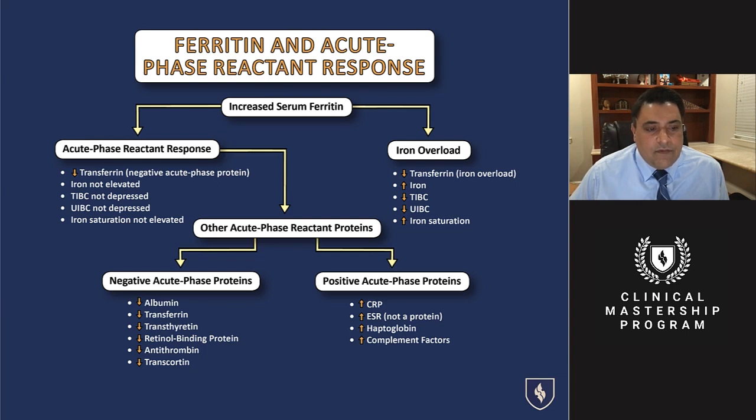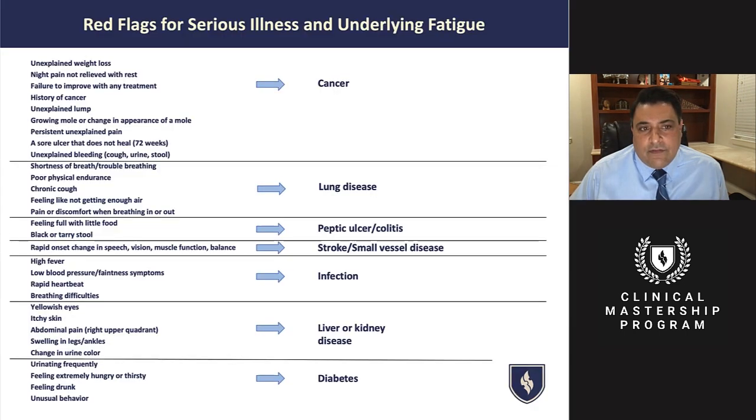Now, if you see acute phase reactants, you definitely want to look for red flags of serious illness, right? So if you see acute phase reactants elevated, it's not just some subtle inflammation, but especially if the acute phase reactants are extremely outside the lab range. The red flags for cancer: unexplained weight loss, night pain not relieved with rest, failure to improve with any treatment, history of cancer, unexplained lump, growing mole or change in appearance of mole, persistent unexplained pain, sore ulcer that does not heal after 72 weeks, unexplained bleeding, cough, urine, or stool. Those are all the typical red flags for cancer.